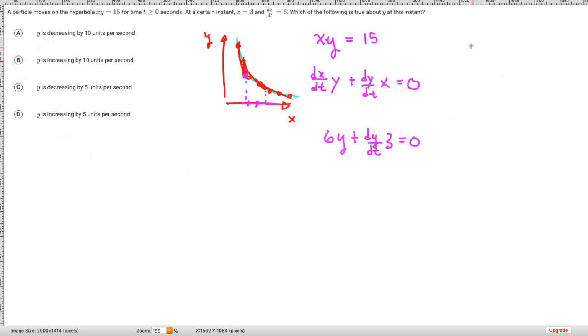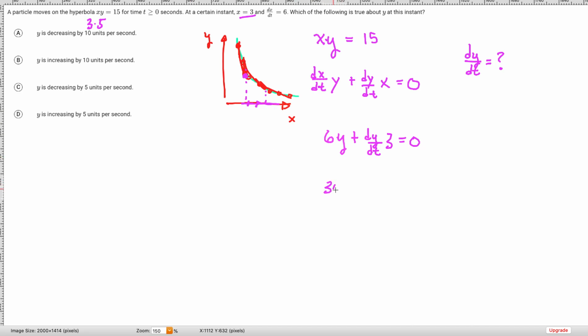It's essentially asking us the rate of change of y, dy/dt. That's what it wants to know. It wants to know dy/dt. But if you look at this, we still need another missing component here. We need y. But we know that if x is 3, we can solve for what y is. If x is 3, y must be 5 in order to keep this relationship true.